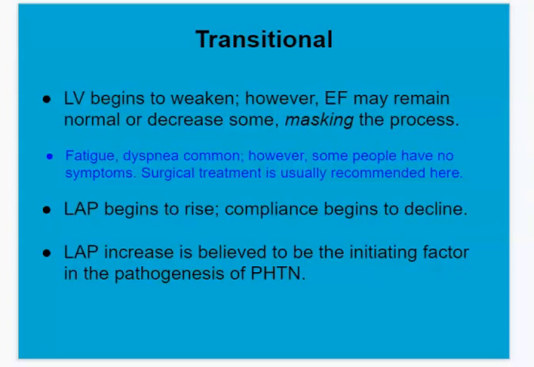When they enter the transitional phase, the LV, as you can see, begins to weaken. However, the EF may remain the same or maybe decrease just a little bit. LA pressure begins to rise, compliance starts to decline some. The LA pressure increase is believed to be the initiating factor in the pathogenesis of the beginning stages of pulmonary hypertension.